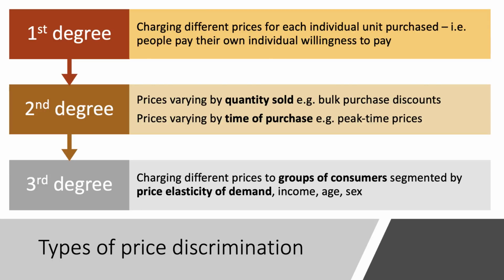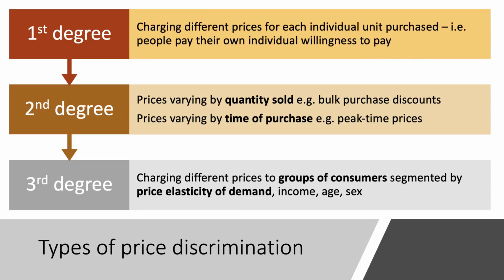With first degree, businesses charge different prices for each individual unit bought. In other words, you're charging each person what their own willingness to pay is. And in that situation, every consumer is charged a different price. But by the way, that means that all the consumer surplus is essentially captured.